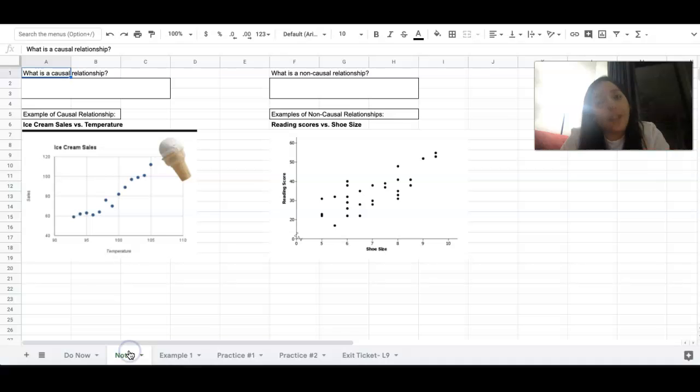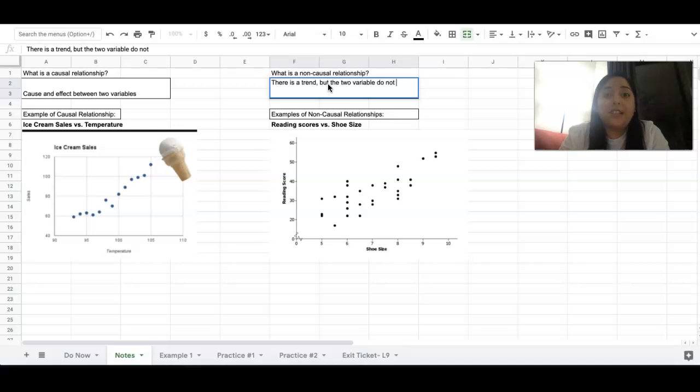Okay, so let's actually go into that. So what is a causal relationship? A causal relationship is a cause and effect between two variables. Okay, and again, it goes back to the ice cream sales versus temperature. That's the perfect example to tell you what a causal relationship is. A non-causal relationship is when there is a trend. Okay, there is a trend still, but the two variables do not have a cause and effect.